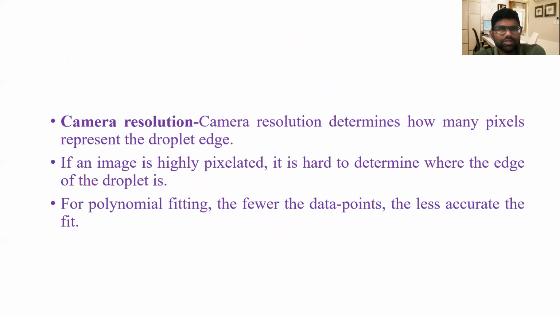So camera resolution determines how many pixels represent the droplet edge. If the image is highly pixelated, it is hard to determine where the edge of the droplet is, so it is difficult to determine the exact edge. Now, for polynomial fitting, the fewer the data points, the less accurate the fit. So the number of data points should be higher for polynomial fitting.